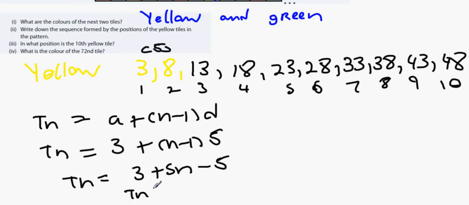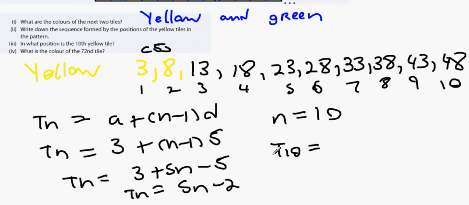It wants us to find the position of the 10th yellow tile. This means n equals 10. So T10 is what we're looking for, the position of the 10th yellow tile. 5 times 10 minus 2, and that equals 48. So two different ways of doing the same question.